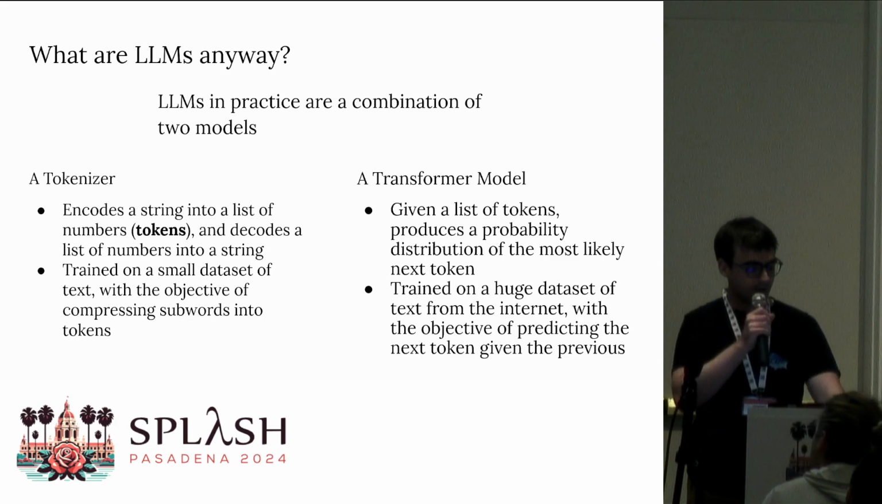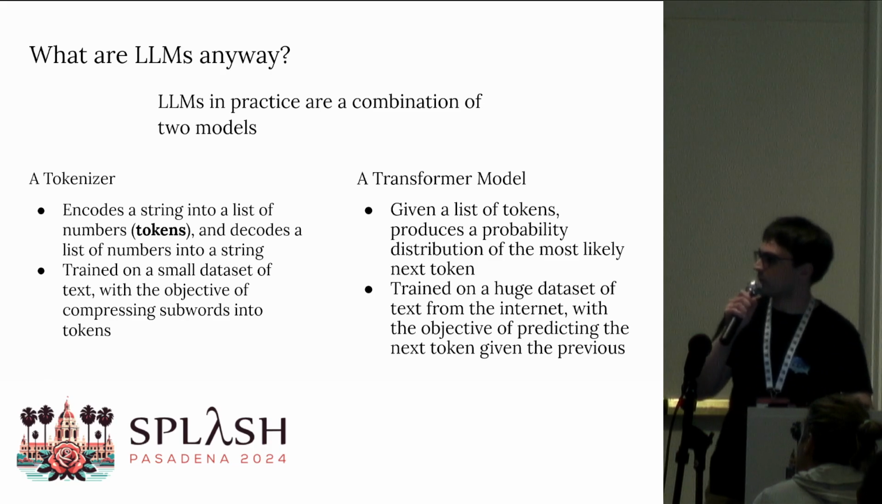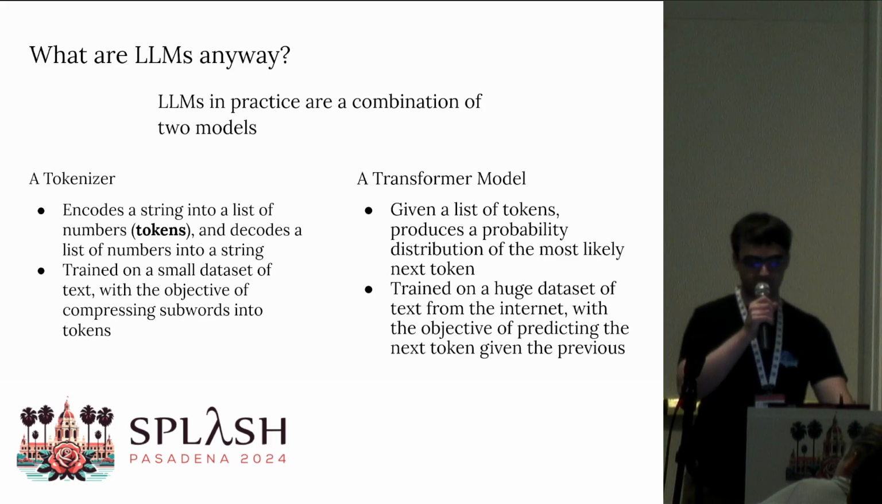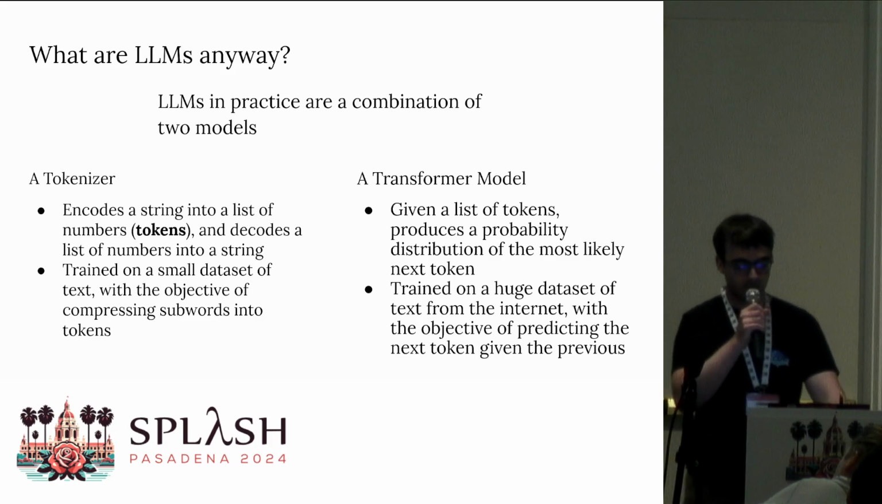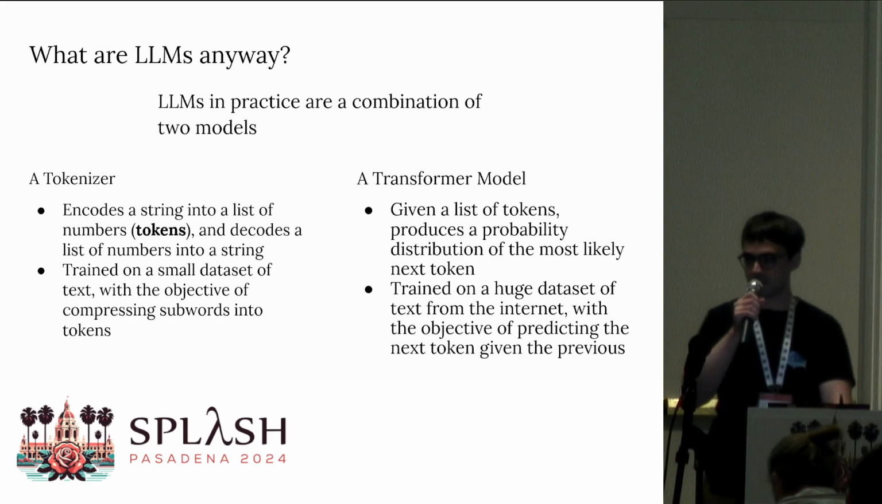So what people do is they just take the highest likely one and generate that and go in a loop. Both of these models are trained on corpuses of text, but the transformer model is a bit more special because it's trained on a very, very large data set, which typically spans most of the internet. And it's particularly trained on the objective of predicting the next token given the previous.